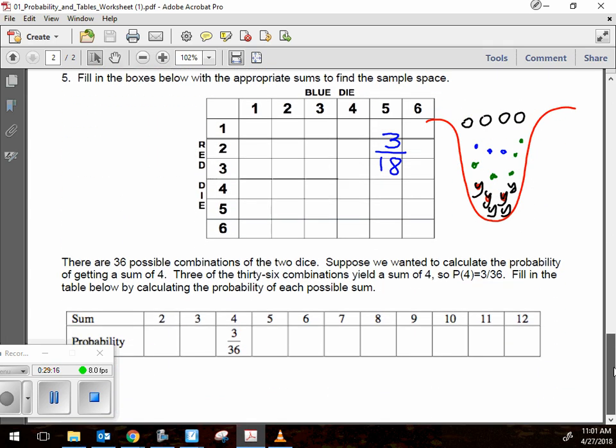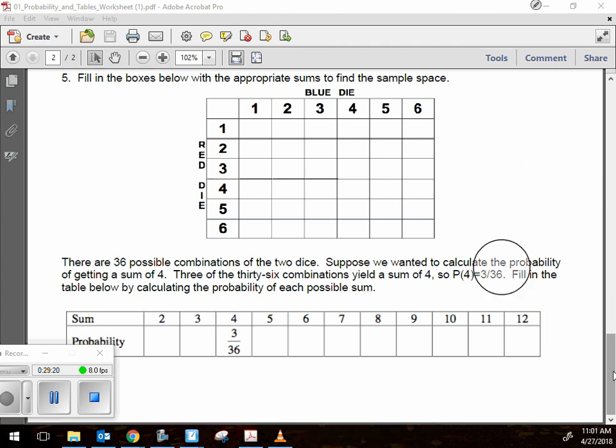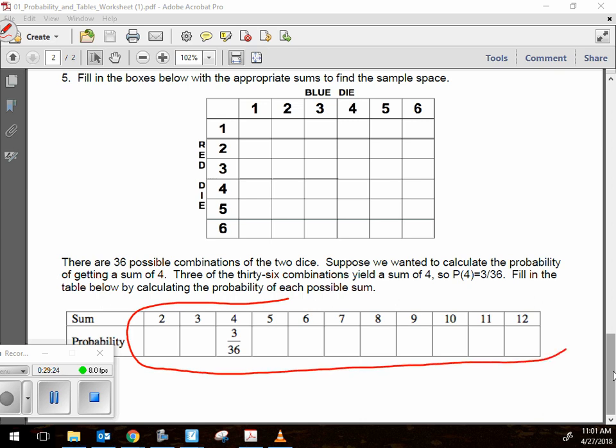We did practice the dice thing in class, so you do not have to fill out this whole chart. What you do have to do is this at the bottom, and they gave you one of them. The probability of a 4 is 3 in 36. Do you guys remember what the probability of a 2 was? 1 out of 36. Can you see the pattern developing here? What's coming next? 2 out of 36, then 3 out of 36.